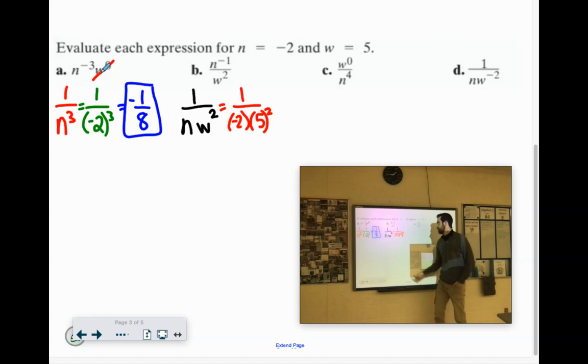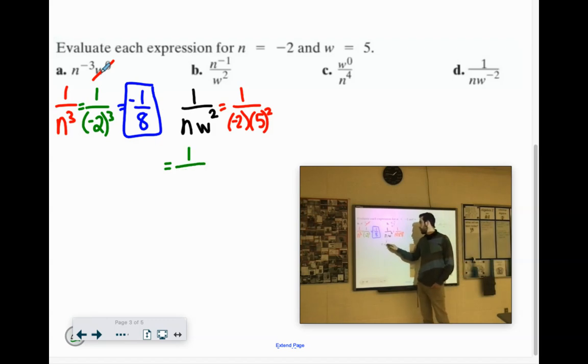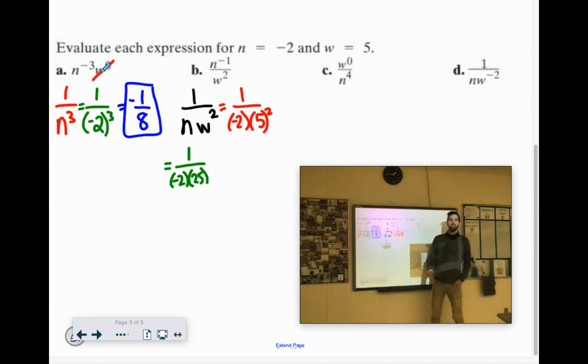I'm going to continue underneath here. Remember, make sure you do the exponents first. 5 squared is 25. So we have 1 over negative 2 times 25. Negative 2 times 25 is negative 50. So it would be 1 over negative 50. But again, when you're writing negative fractions, you write the negative up top or out in the middle. So I'm going to write negative 1 over 50.